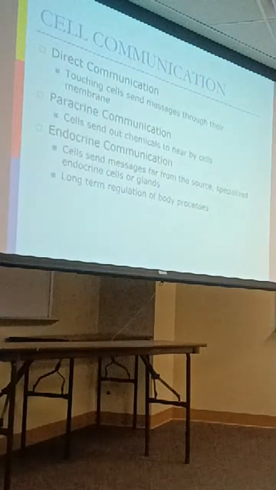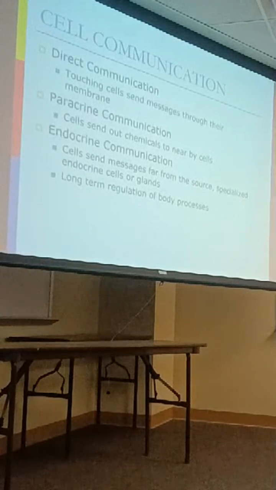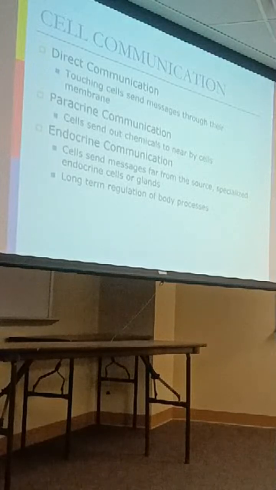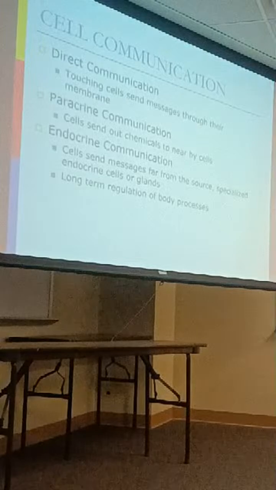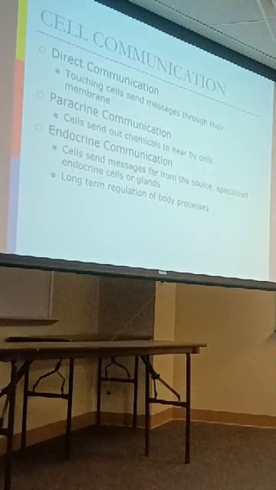Now, when we look at cell communication, how cells talk to each other, we have three different routes. Direct communication. All cells can do direct communication. This is where two cells that are touching can talk to each other. It's just like if you're sitting at a table with somebody else, you can talk to each other the whole day, no problem. So all cells can do this through little chemical messages.